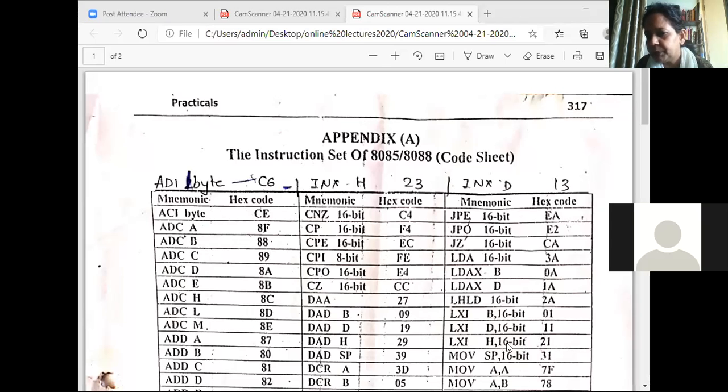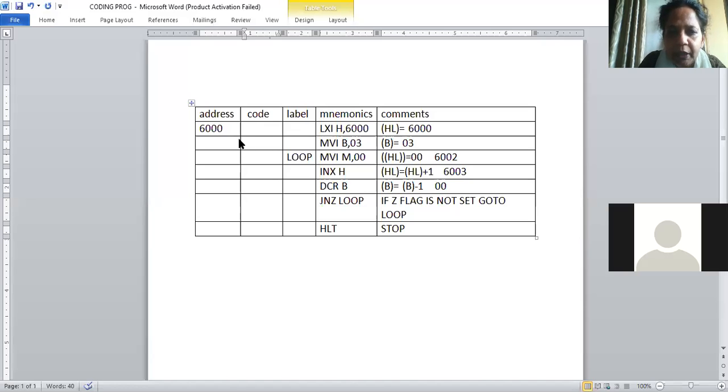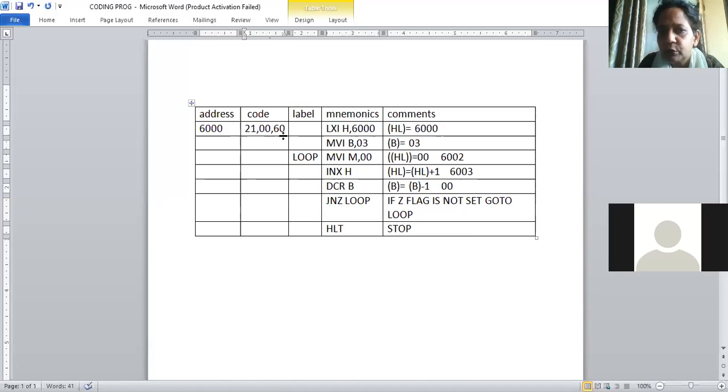And you need 16-bit more, right? So how will I write this particular part? LXI H stands for 21. So my 6000 address will have 21 as a code. And now it needs 16-bit more. So what are these 16-bit? These are written in this particular instruction. These 16-bit, you will write the lower byte first and then the higher byte. So it will be 21 00 60 while writing the code. While writing the mnemonics, you will be writing LXI H 6000.